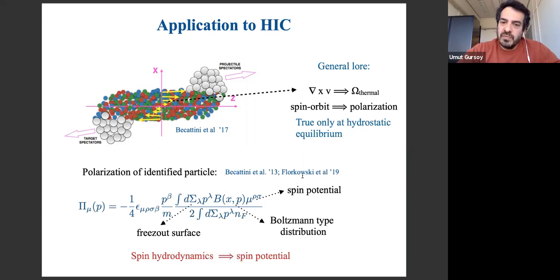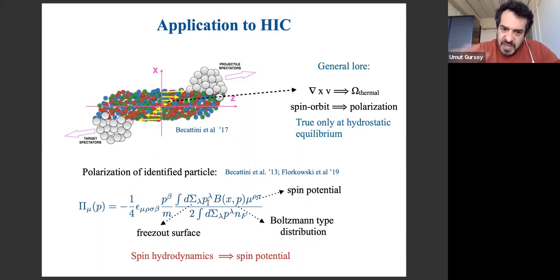So how does the calculation go? You define the polarization of an identified particle, like this hyperon, from this formula. This is just a Pauli-Lubansky vector. This is a contraction of momentum with the spin, essentially, and the spin written in terms of the spin potential. This is a formula that you can derive by using kinetic theory, or you can write down just from quantum field theory. This is correct.